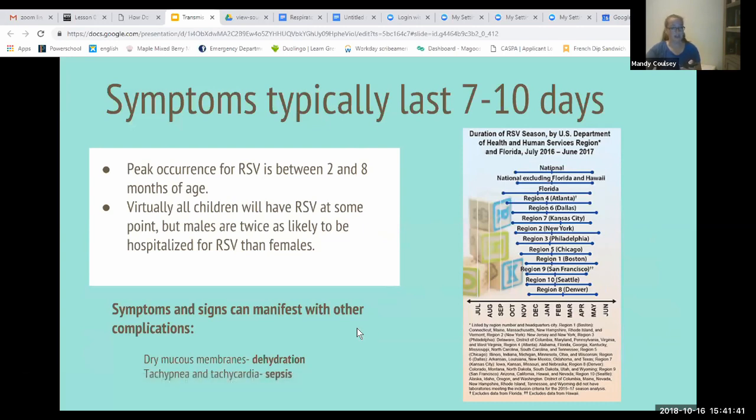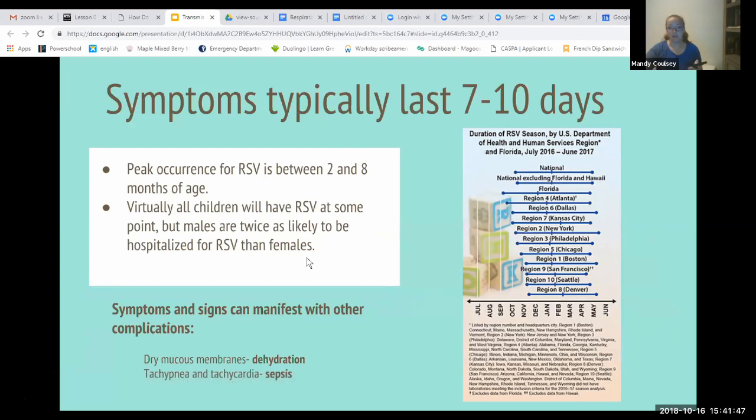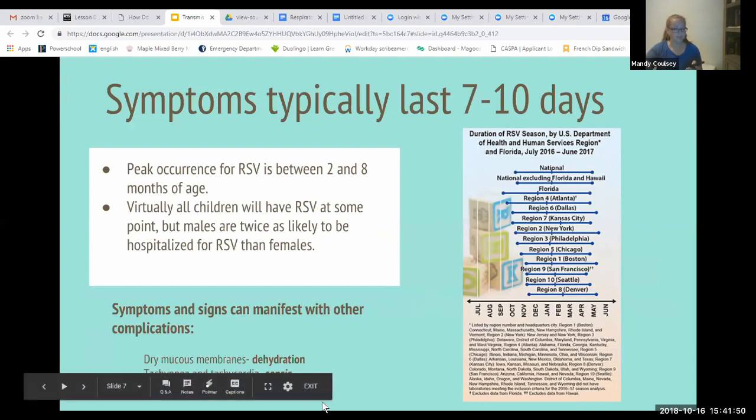A couple other signs and symptoms that can manifest are when we consider sepsis, if they get a blood infection. That can give you things like tachypnea and tachycardia. So they're breathing fast and they've got that fast little heart rate because they've got a really bad infection. And then also dehydration is a big concern. The biggest symptom for dehydration is dry mucous membranes and failure to produce tears, things like that.